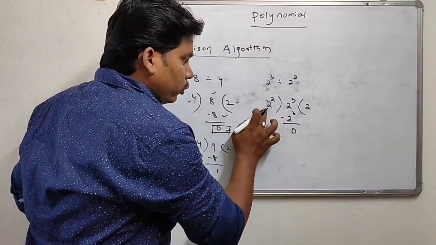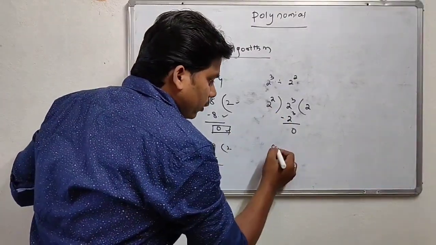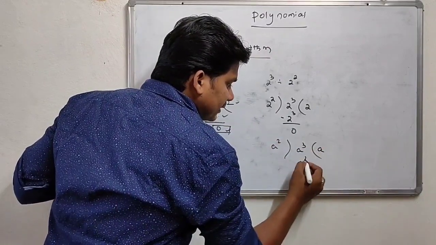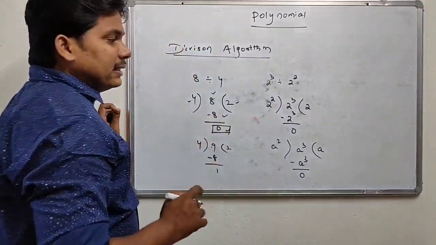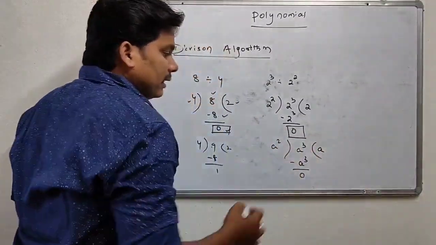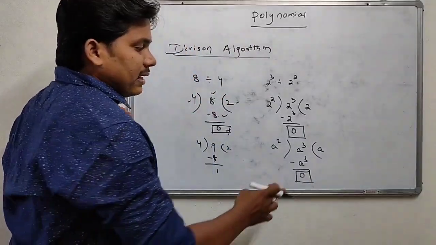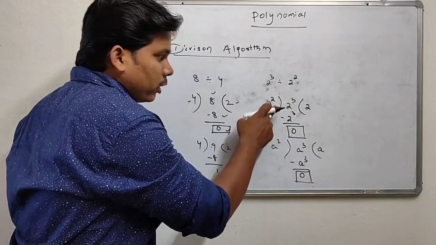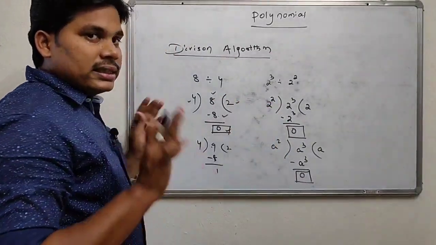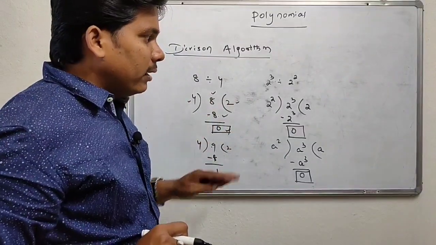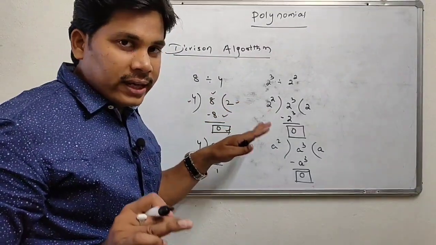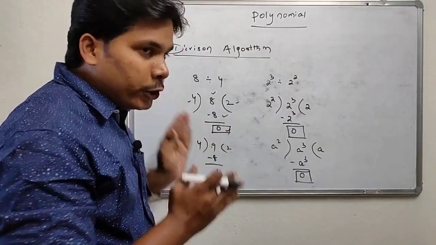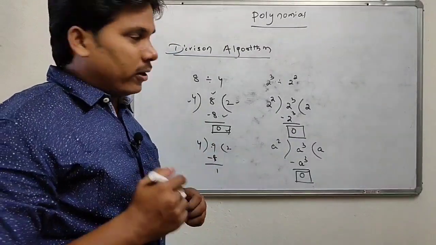Remember, if I do the same thing with a rather than 2, what will happen? A square and a cube. A square into a is a cube, so the remainder is 0. Here the thing is, the exponent or power of the remainder should be less than the exponent or power of the divisor. This is the most important thing. Whenever we divide any polynomial, the division algorithm will continue in this process.